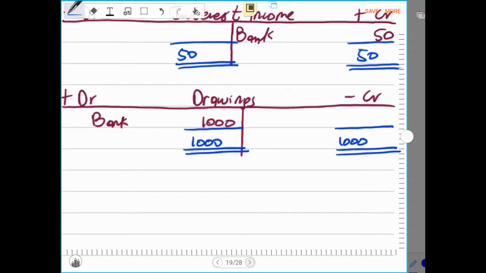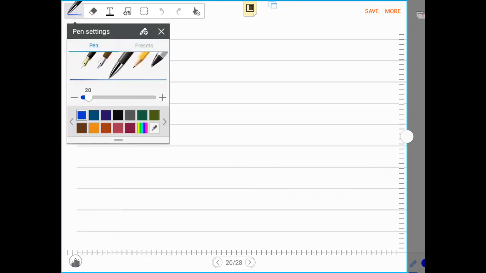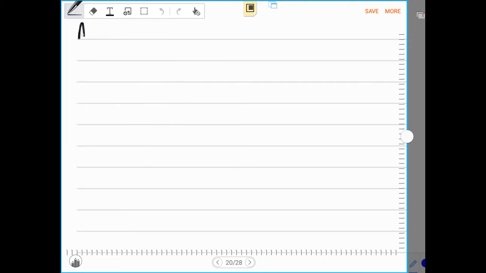And the next stage, which is also a very critical stage, is the so-called accounting equation. So now we are doing the accounting equation.